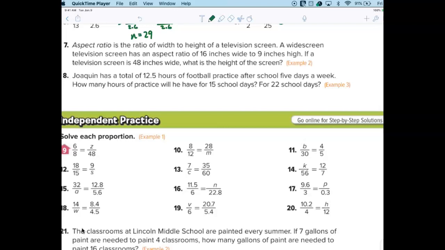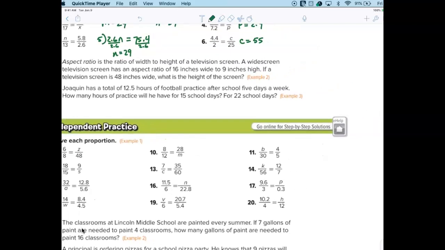Here we go. It says, aspect ratio is the ratio of the width to the height. A widescreen television screen has an aspect ratio of 16 to 9. So we write a fraction, what? 16 over 9. And we write this is the width and this is the height. Everybody agree with that? Come on. Don't bother him. Pay attention.